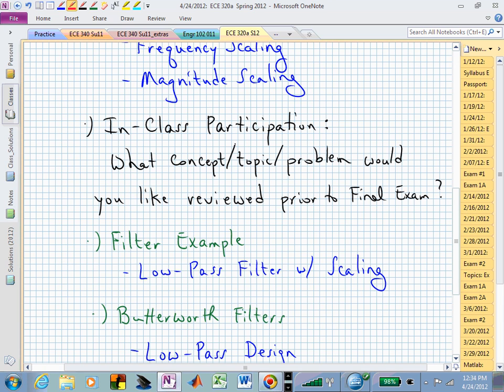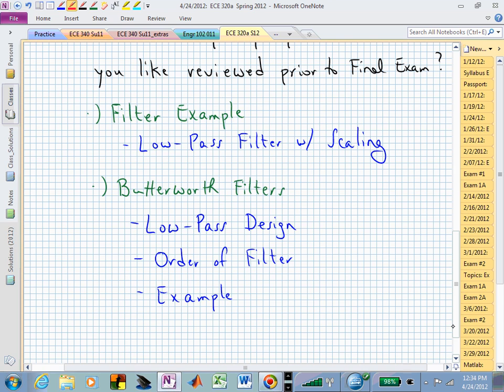After we look at frequency scaling and magnitude scaling, we'll look at a particular example of a low-pass filter using those concepts. Then we will talk about Butterworth filters. So I hope everyone brought their flapjack turner and some syrup so that we can do some filter design, Butterworth filter design. And Butterworth filter design means what? Flat, maximally flat. And hopefully we'll be able to comment on that when we get to that location.